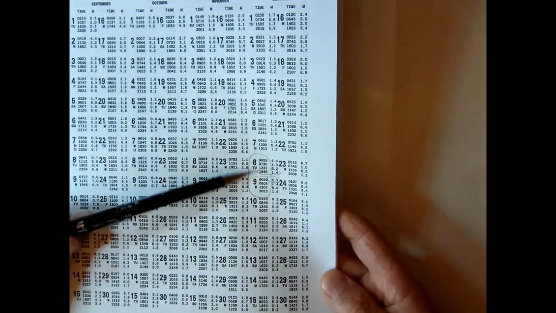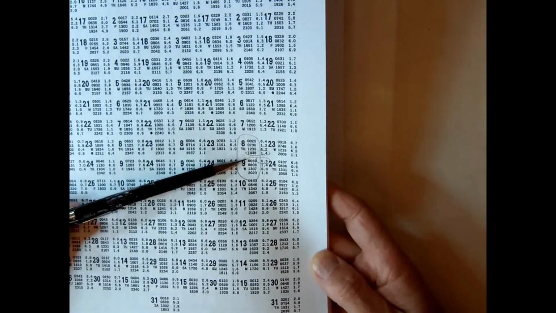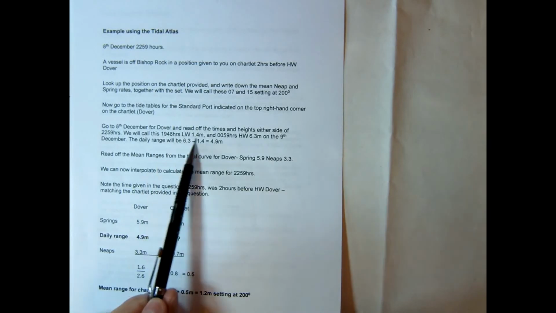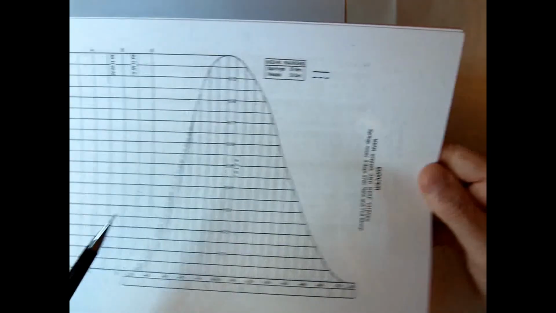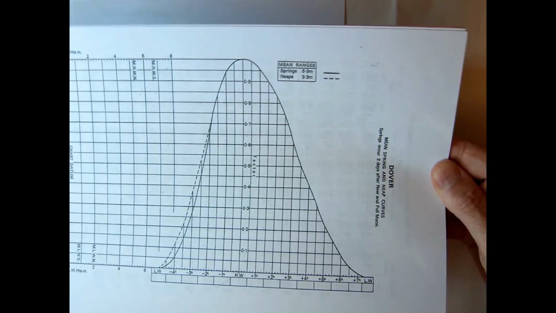and we go to the 8th of December and we'd find the two tides either side of 22:59. So we've got 1948 1.4, 0059 6.3. So get those two values, and as I've written them there, 1948 low water 1.4, 0059 high water 6.3 on the 9th. The daily range is the difference between the two, 4.9. Then we want the mean ranges of Dover. So if we go to our tidal graph, at the top here it's got our mean ranges 3.3, 5.9.